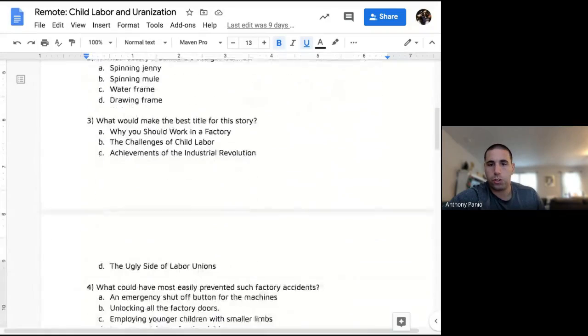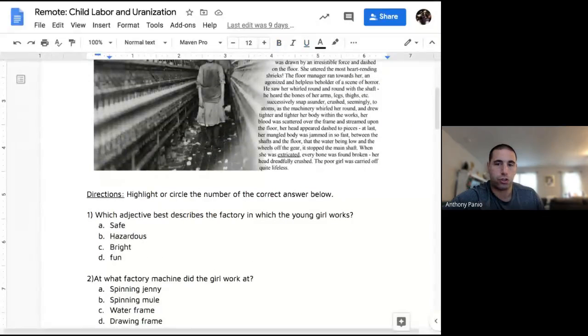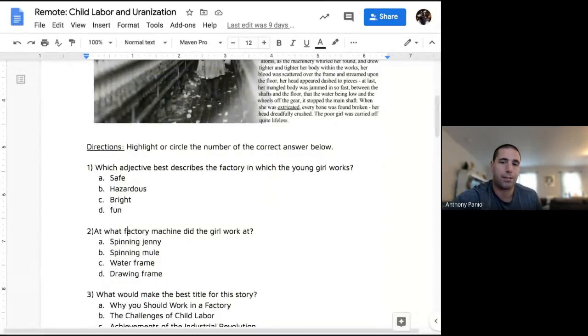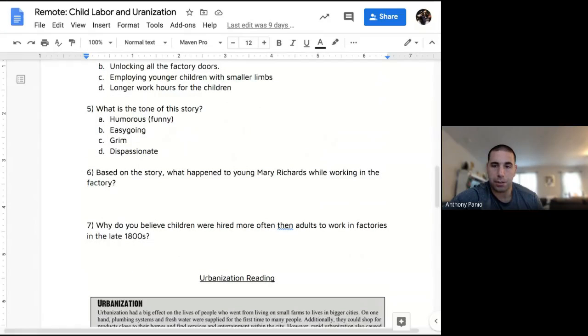So questions 1, 2, 3, 4, and 5 are multiple choice questions. Please highlight or circle the number of the correct answer below. Okay, so you can highlight if you think this is the answer. You can highlight if you think this is the answer. Okay, or you could just bold it or circle it. Just make it obvious that's the answer. Okay, and then you're going to answer questions 6 and 7.